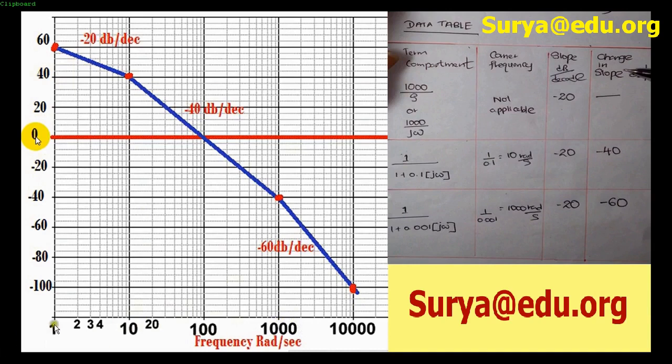Now I think you must remember this stuff. What is the notation of 1 radians per second? That is omega L, which is the lowest frequency. Then what is the notation for 10 radians per second? That is omega C1. Then what is the notation for 1000 radians per second? That is omega Z2. And what is the notation for the 10,000 radians per second? That is omega high, which is the external frequency that we added. Okay, so that's all about the x-axis.